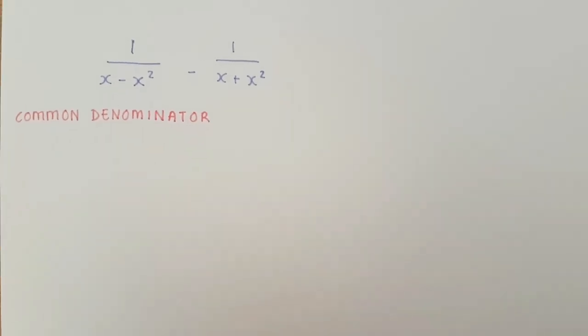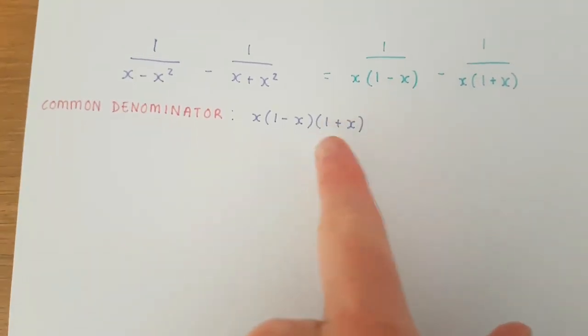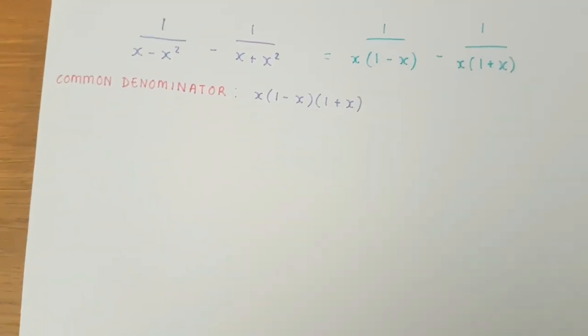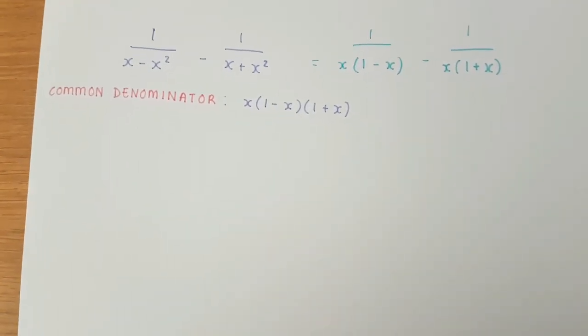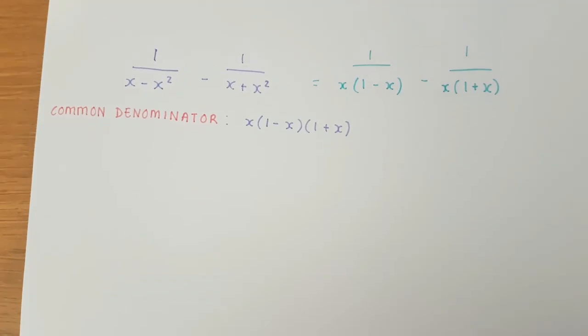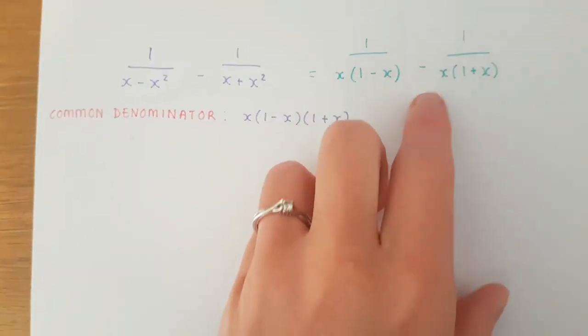Okay, so we can see I factorised out the denominators in these cases. I've taken out a factor of x from both of these. So the denominator is now x multiplied by 1 minus x and x multiplied by 1 plus x. This means that they already have a common factor of x between them, so I only have to multiply both sides by the part that's missing.